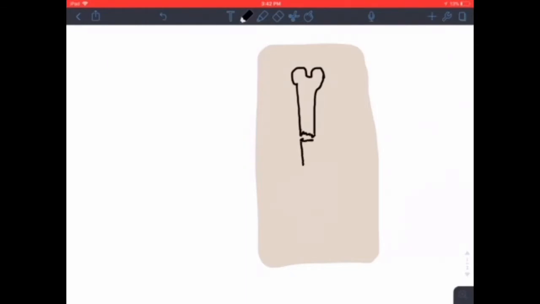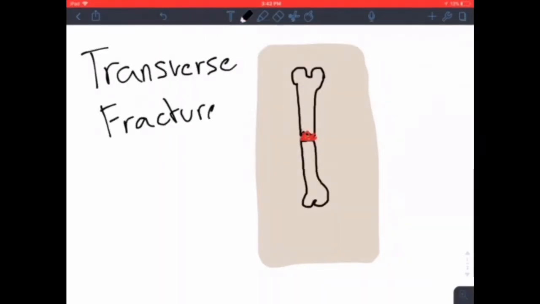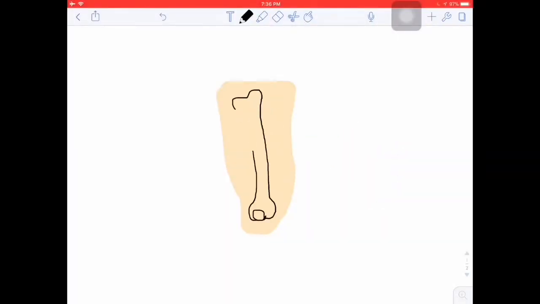Transverse fracture, occurs straight across the long axis of the bone. Spiral fracture, bone segments are pulled apart as a result of a twisting motion.